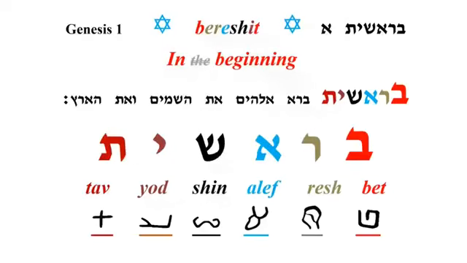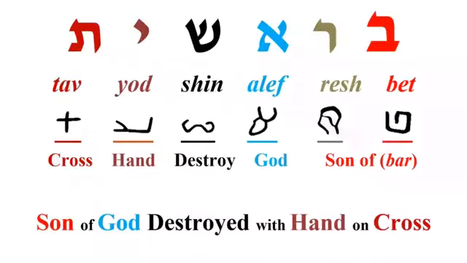The other thing that was really cool was the first word of the Bible, Bereshit. If you plug in each of the symbols for what Bereshit means, Beit Resh is son, Aleph is God, Shin is destruction, Yud is hand, Tav is cross. The word spells out the Son of God destroyed with his hand on the cross. That's the Bible story right there in the first word.